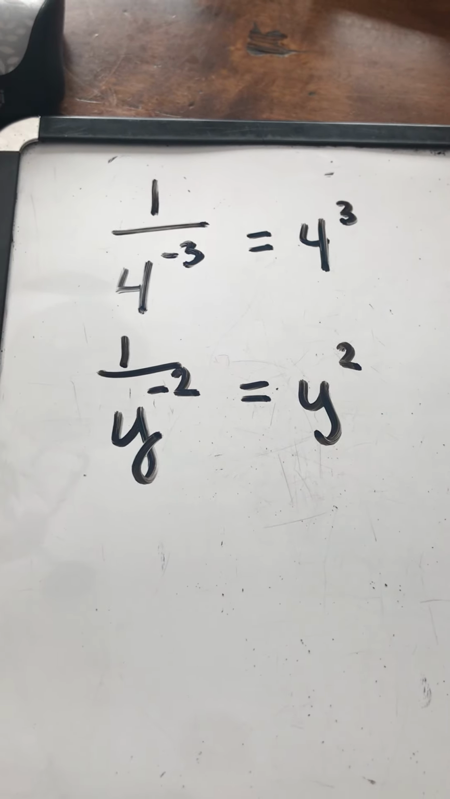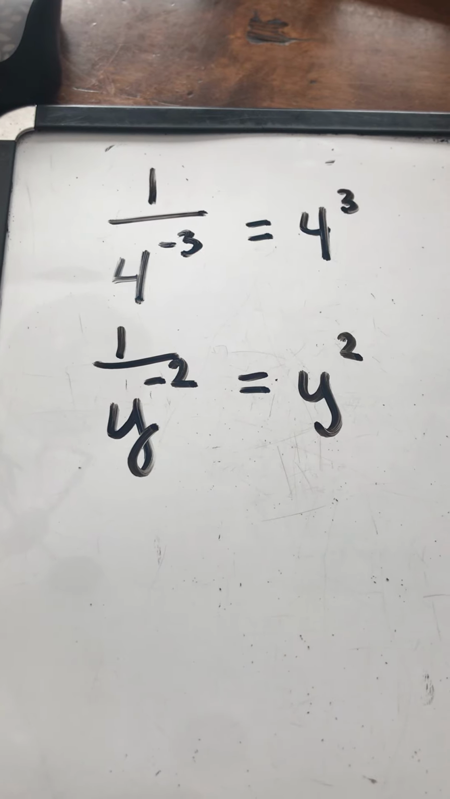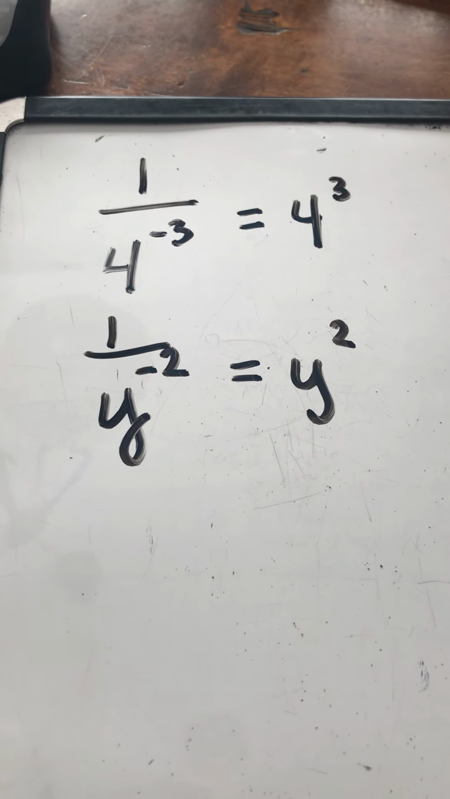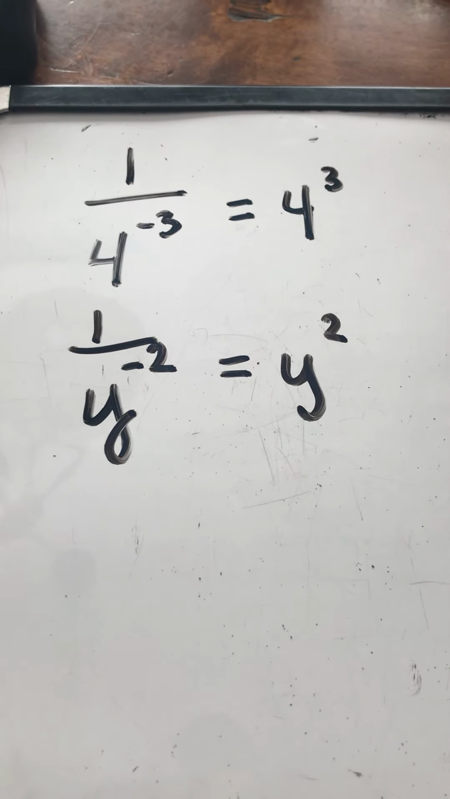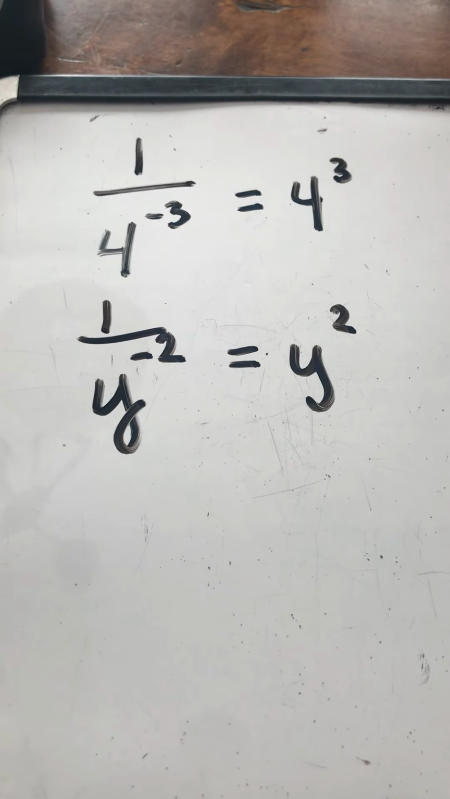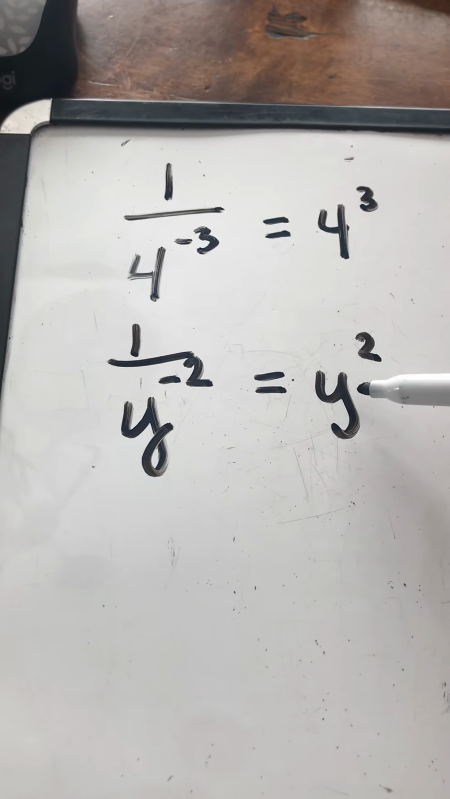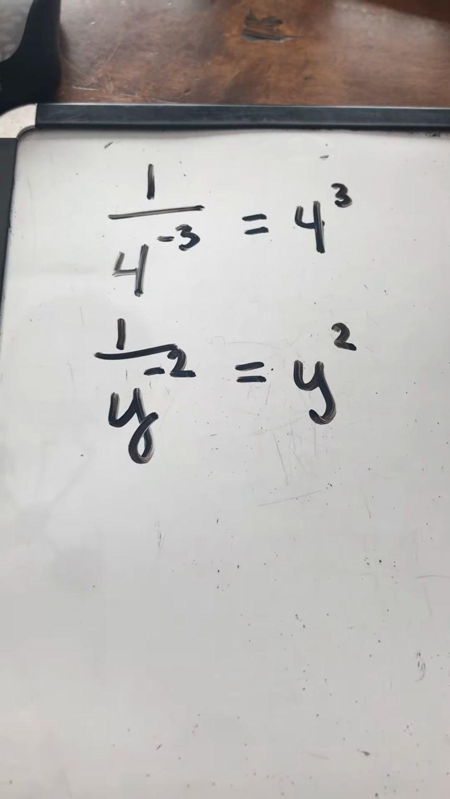So the first two properties we just went over are 0 exponents. Anything to the power of 0 will equal 1. And then negative exponents, we can rewrite them so that the base will now have a positive exponent.